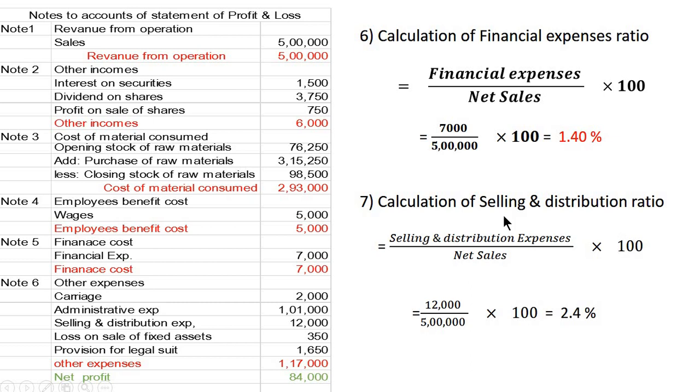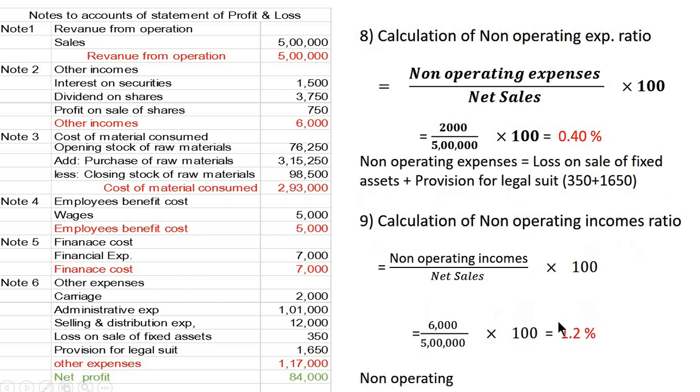The seventh one, calculation of selling and distribution ratio. The formula is selling and distribution expenses divided by net sales into 100. Selling and distribution expenses amount is 12,000 rupees and divided by net sales of 5 lakh rupees and multiplied with 100. The answer is 2.4%.